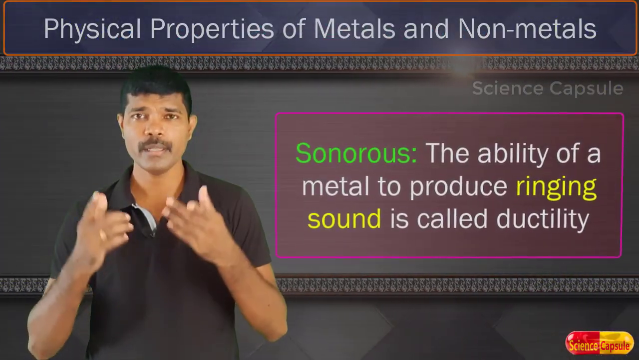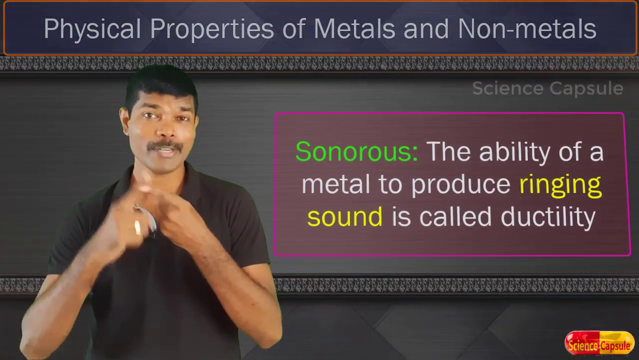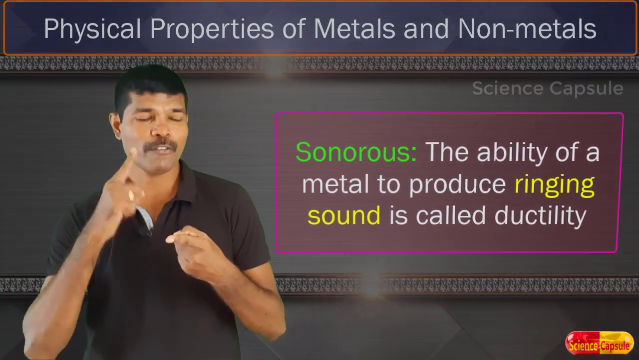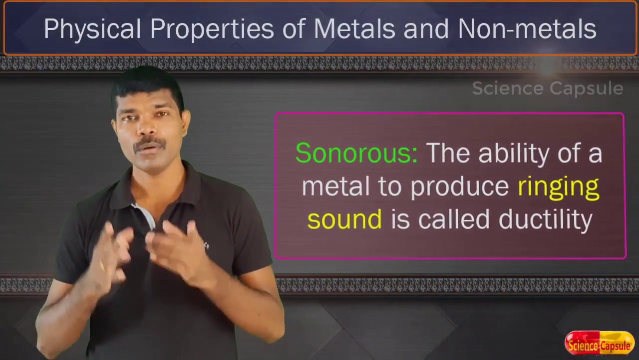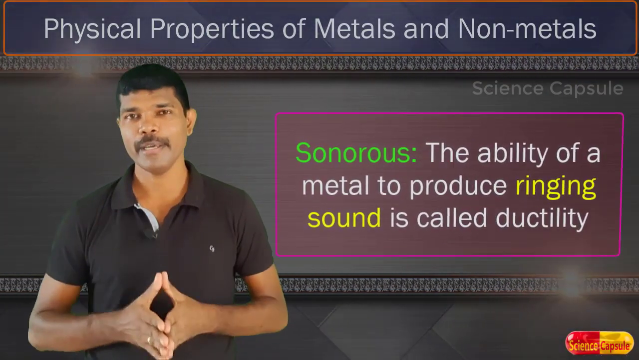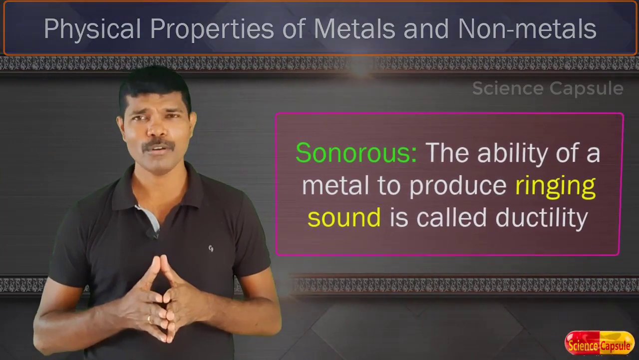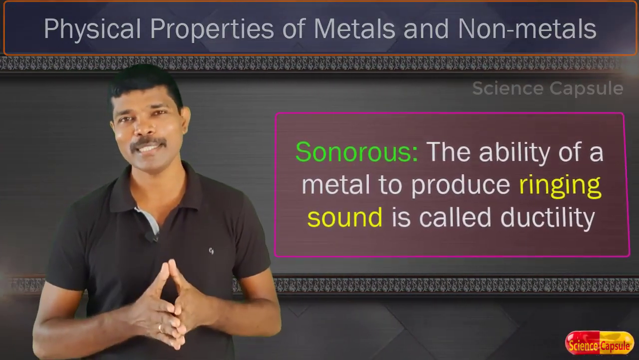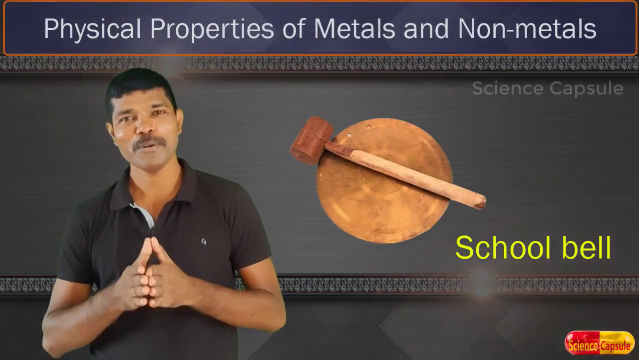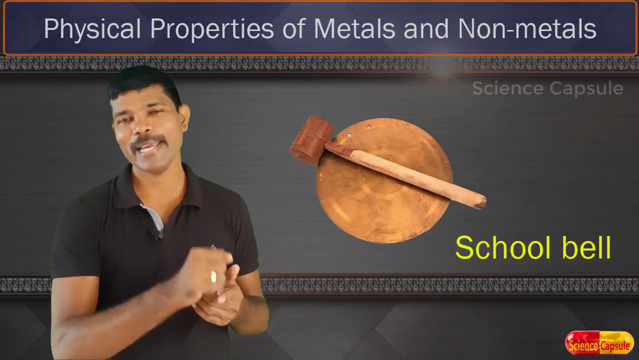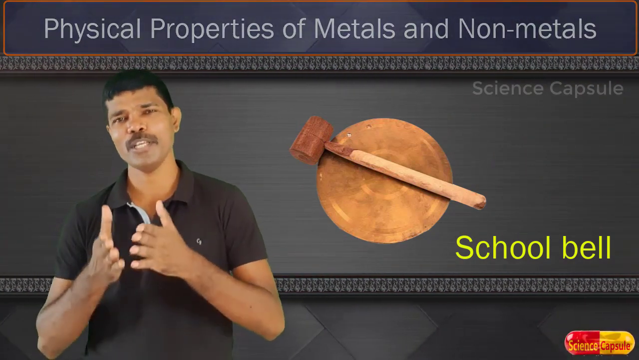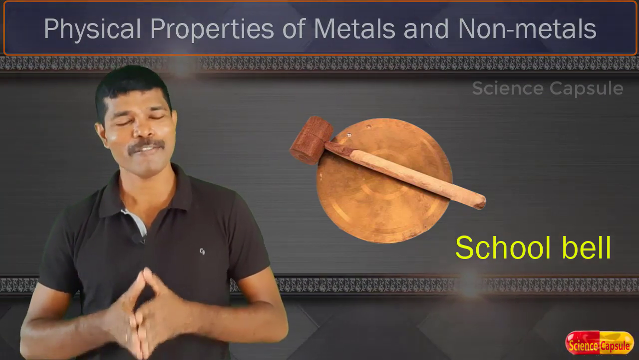Sonorous means when metals are struck against each other, they produce a ringing sound. The property of producing a ringing sound is what we call sonorous. No non-metals produce this type of ringing sound. Based on this property, one familiar use of metal is in our school: the school bell is made of metal, because when the school bell is struck, it produces a ringing sound. So on the basis of the sonorous property, school bells are made of metals.